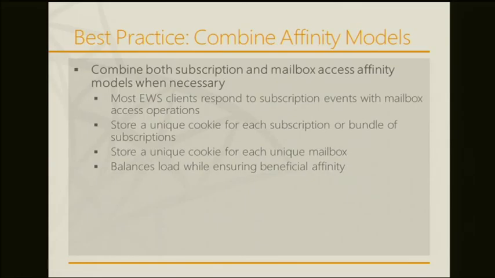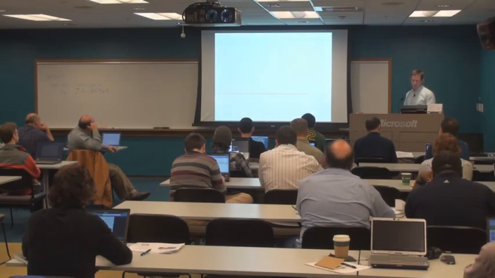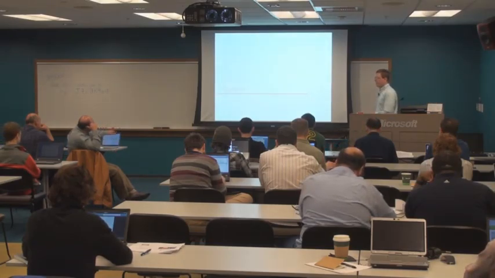So just to recap that diagram, the best practice here is to combine the affinity models. We talked about all this. Store a unique cookie for each subscription or bundle of subscriptions. Store a unique cookie for each mailbox that you're accessing. And make sure you're balancing load while assuring affinity where needed. And that's all I've got.